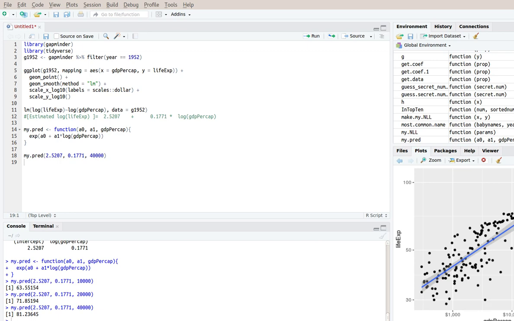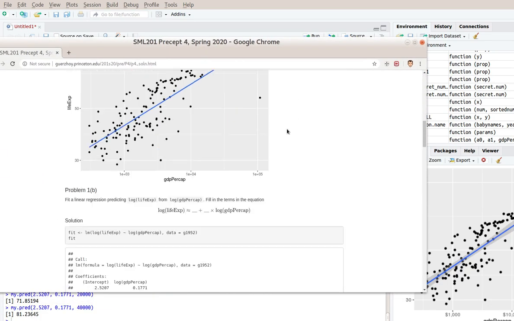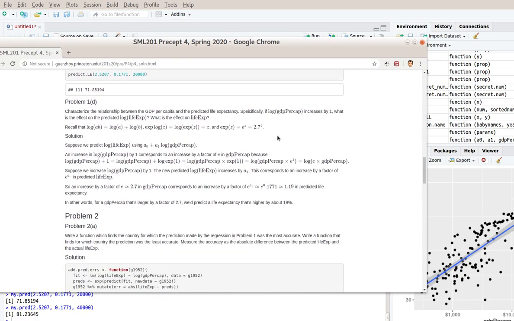Okay. So now what we want to do is characterize the relationship between the GDP per capita and the predicted life expectancy. So let's just pull up the solutions. Here it's a little bit tough to type all of that in real time. So we're predicting log of life expectancy like this.